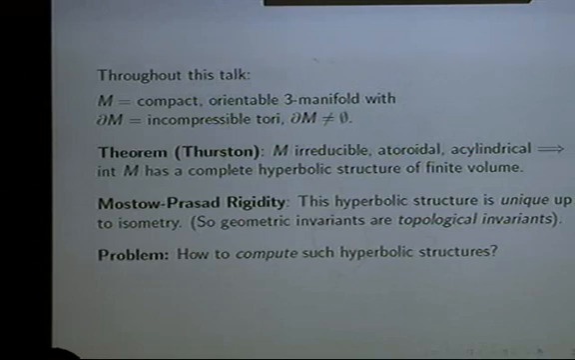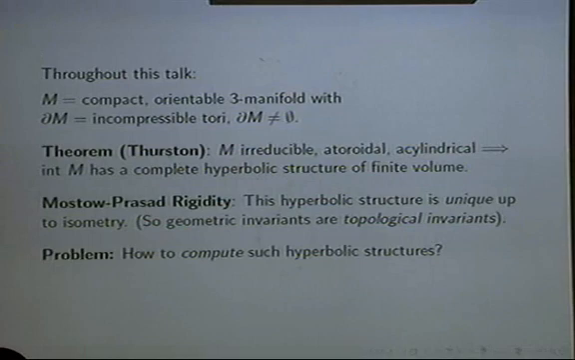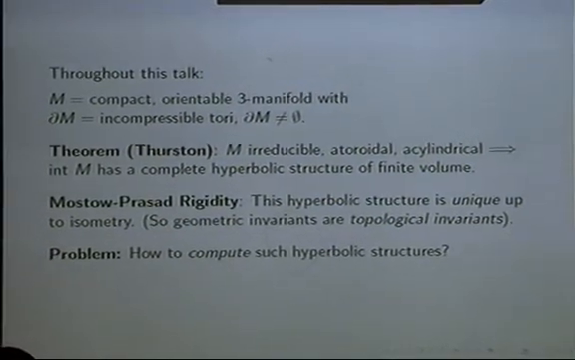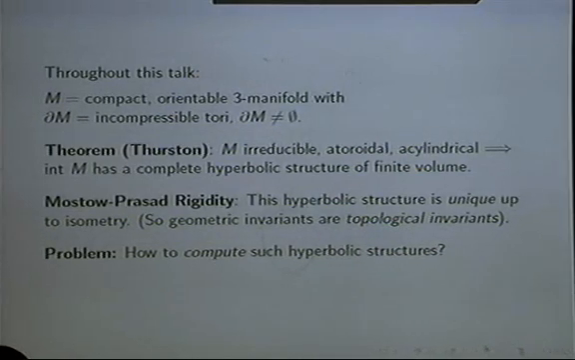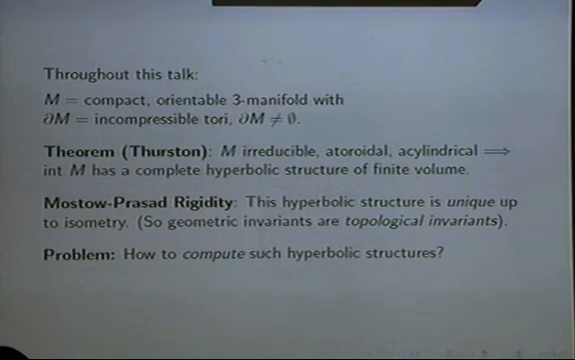I guess this still seems a very difficult problem in general, but I want to talk about one approach to this today which uses the idea of angle structures. Okay, so for today we're going to start with, say, a topological manifold which is compact orientable. The boundary consists of incompressible tori. So for example, a good example is you take a knot in a three-sphere and you remove a tube around the knot to get a manifold with torus boundary.